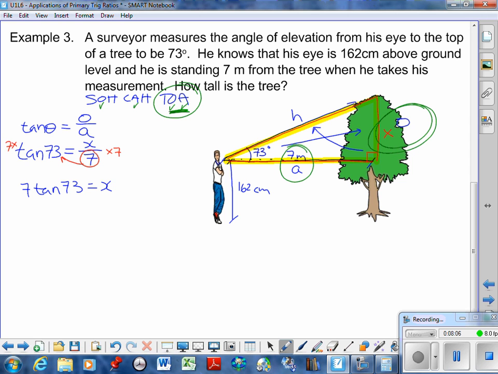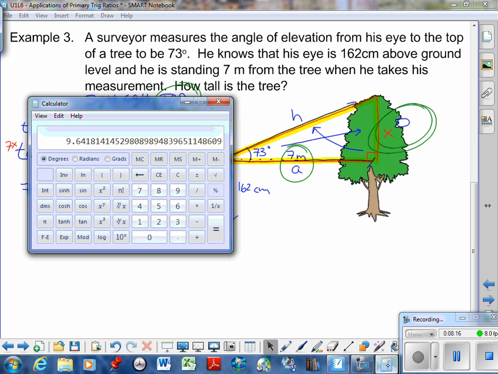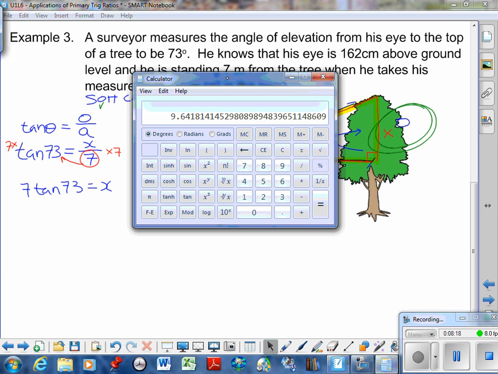Now for those people that are calculator maniacs, you can now go ahead and use your calculator. But at this point, you have a level 4 because I marked that process. It's the process which is important here. So pull out the calculator. 7 multiplied by 73 tan would equal, we'll call it 22.9. Keep my life a little simpler.